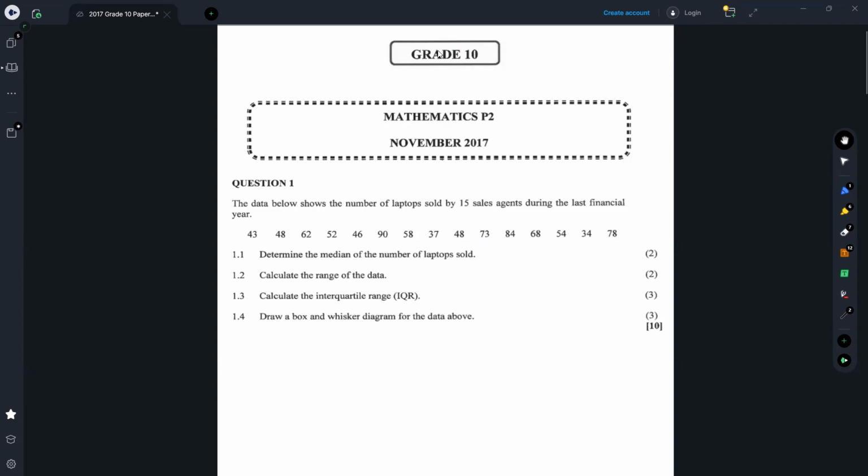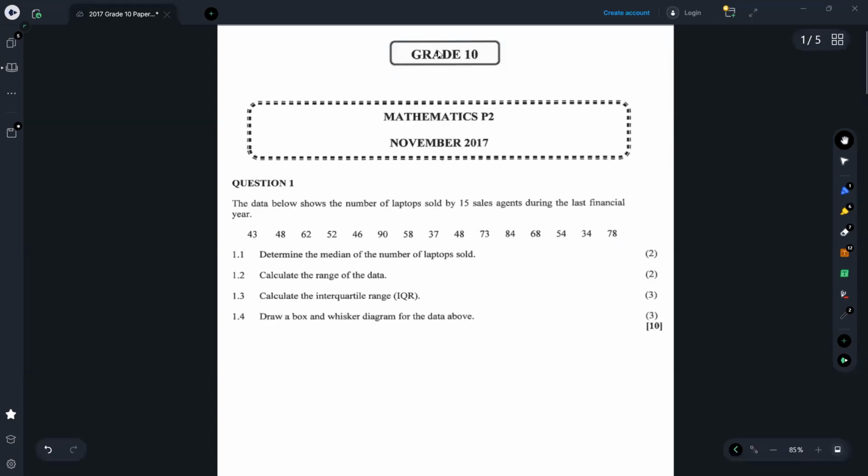It says that the data below shows the number of laptops sold by 15 sales agents during their last financial year. Okay, so this means that sales agent number 1 sold 43 laptops, sales agent number 2 sold 48, number 3 sold 62, and so on and so forth, right? Now what they want from us, they're saying determine the median of the number of laptops sold.